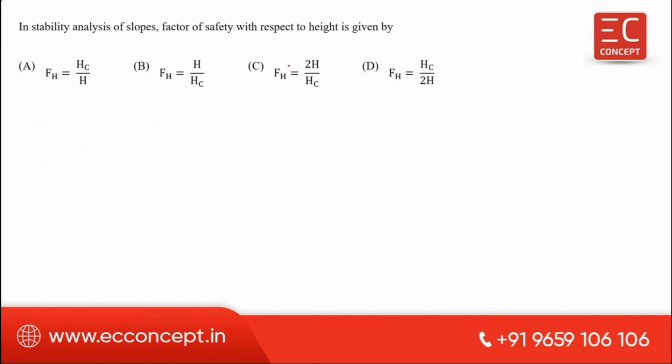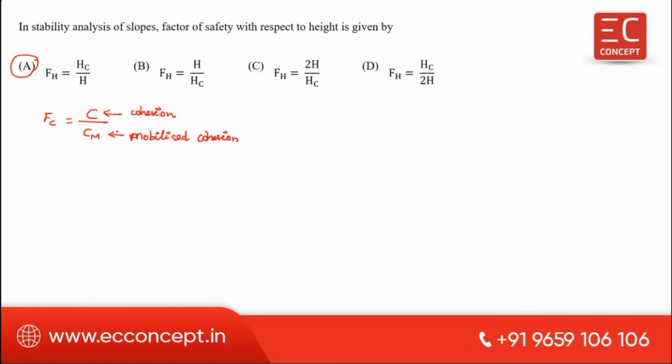Next one. The stability analysis of slope, the factor of safety with respect to height. Be careful. The factor of safety with respect to height is FH, critical height divided by actual height. And the factor of safety in terms of cohesion is equal to cohesion divided by mobilized cohesion. So this is the actual cohesion, and this is the mobilized value.